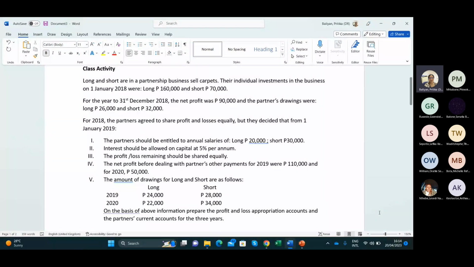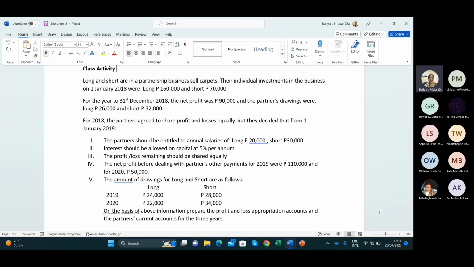Okay, so the net profit for the year 2020, how much did you write? How much is the net profit? Negative. Yes, it will give negative. It means the partnership firm made a loss in year 2020, right? So the profit was 50,000 in year 2020.